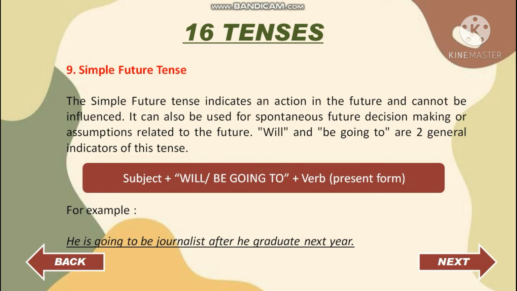There are two general indicators of this sentence. They are will and be going to. And the example, he is going to be a journalist after he graduates next year.